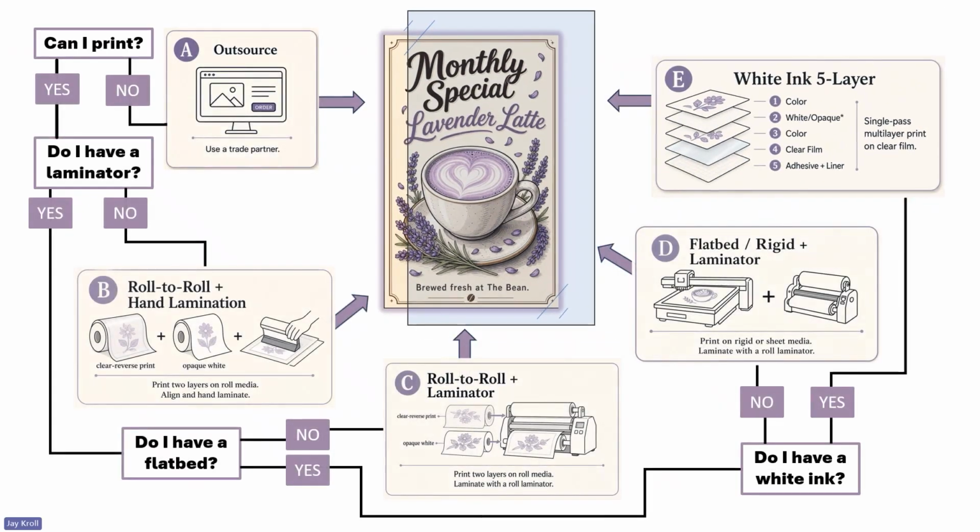So with all that, we can see walking through these questions: can I print? Do I have a laminator? Do I have a flatbed? Do I have white ink? At every step along the way, we can still produce that two-sided inside mount or that push-pull inside mount second surface graphic for what they're looking for.